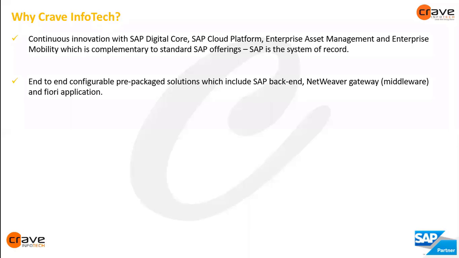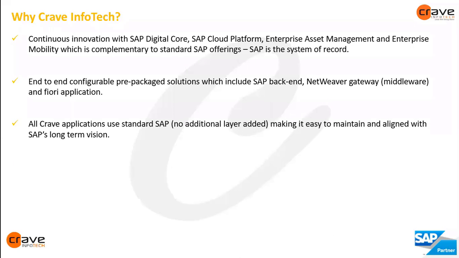End-to-end configurable prepackaged solutions. As I said, all of our apps are configurable. That reduces not only your deployment but also the support requirements. All Crave applications, and this is very important, do not add any layer. There are a lot of other companies and partners who push you to buy certain products to develop applications or deploy. We do not add any layer. We use SAP's standard offerings, cloud platform, on-premise, SMP, and Fiori, so that you are aligned with SAP's long-term vision.